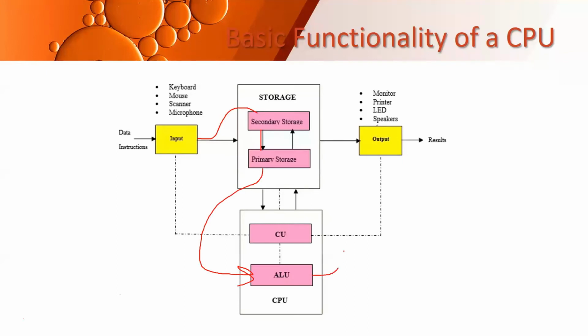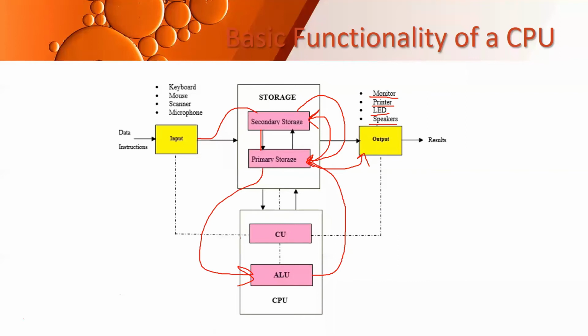From there, data could again go back to primary storage, and if the user thinks that it has to be saved somewhere in a file, that can be saved onto your secondary storage. Again, later on, it can be retrieved from there, and this can be displayed via output devices, that is monitor, printer, LED screen, or speakers. Understood? So this is how work is done.